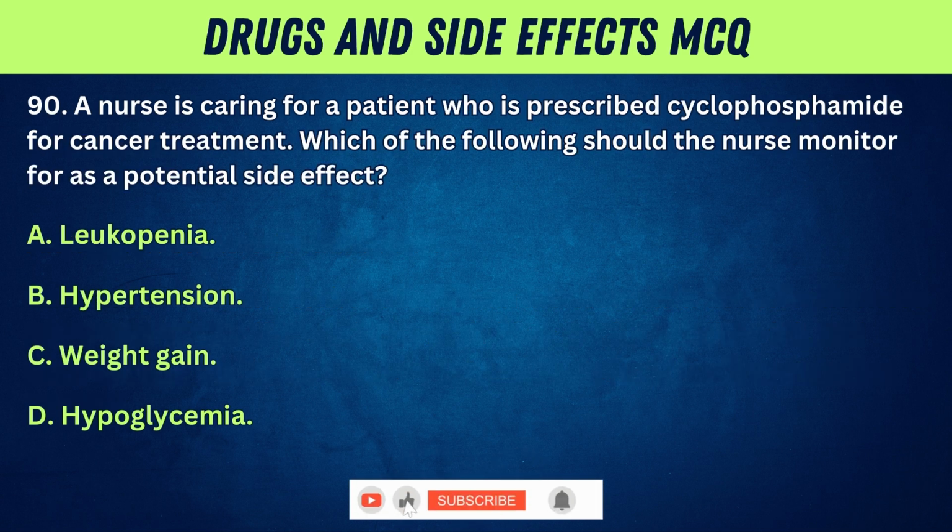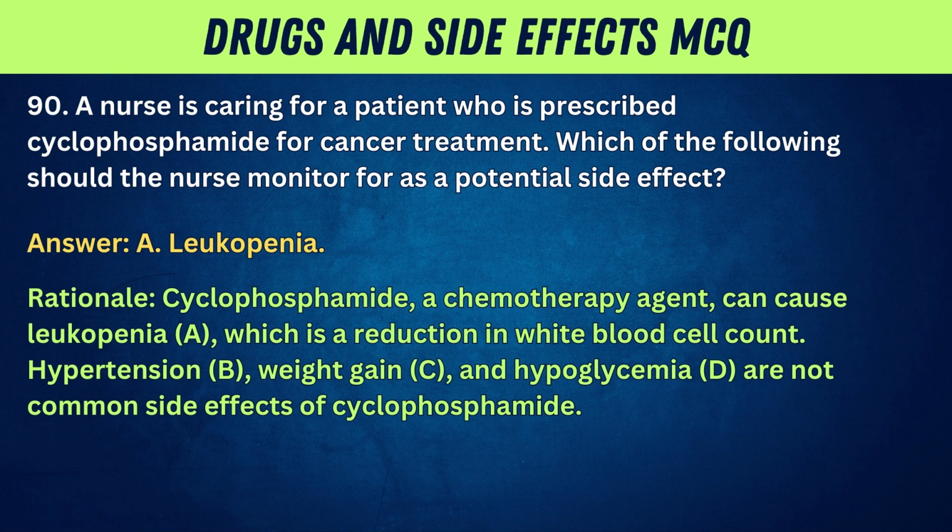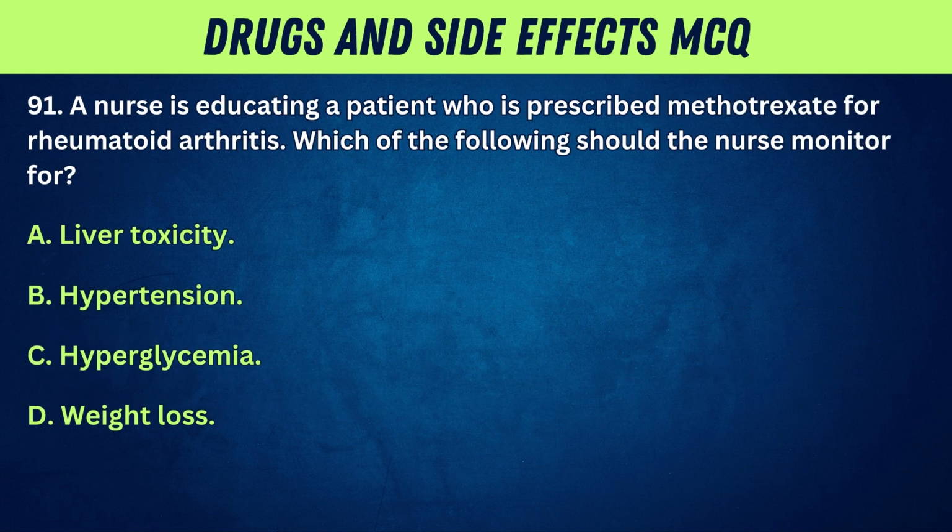90. A nurse is caring for a patient who is prescribed cyclophosphamide for cancer treatment. Which of the following should the nurse monitor for as a potential side effect? A. Leukopenia. B. Hypertension. C. Weight gain. D. Hypoglycemia. Answer: A. Leukopenia. Rationale: cyclophosphamide, a chemotherapy agent, can cause leukopenia, which is a reduction in white blood cell count. Hypertension, B, weight gain, C, and hypoglycemia, D, are not common side effects of cyclophosphamide.